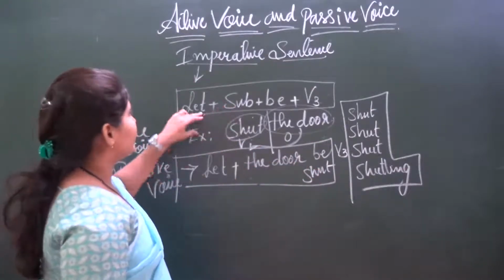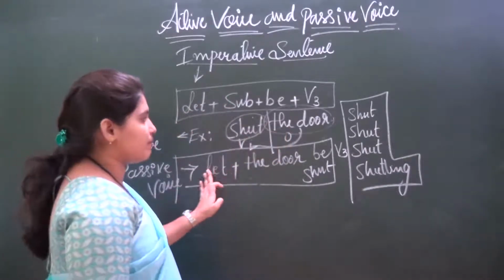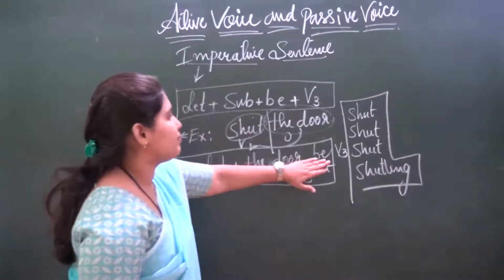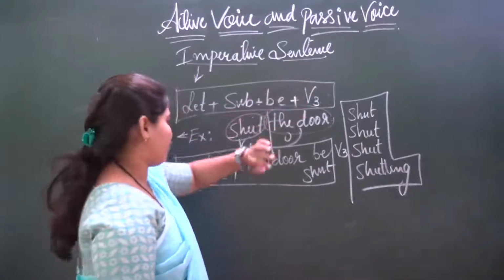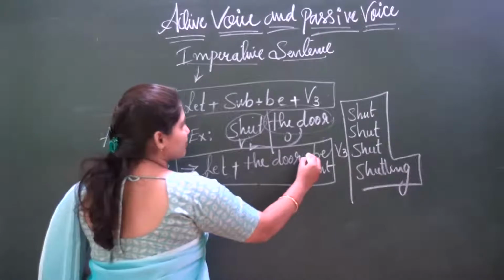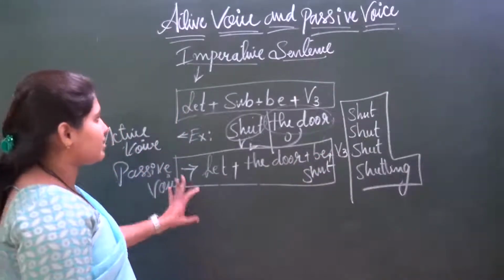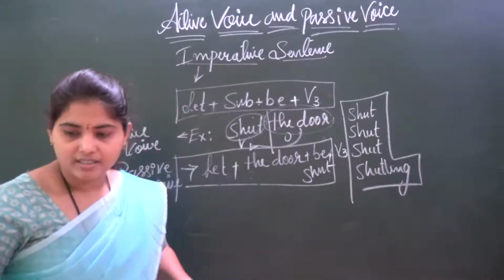Shut the door, let the subject. When the object is placed into the subject place, it will be called a subject only. Let the door be shut. Let plus subject plus be plus the weak form. Let the door be shut. Let plus the door plus be plus verb weak form. Right? This is about the imperative sentence.